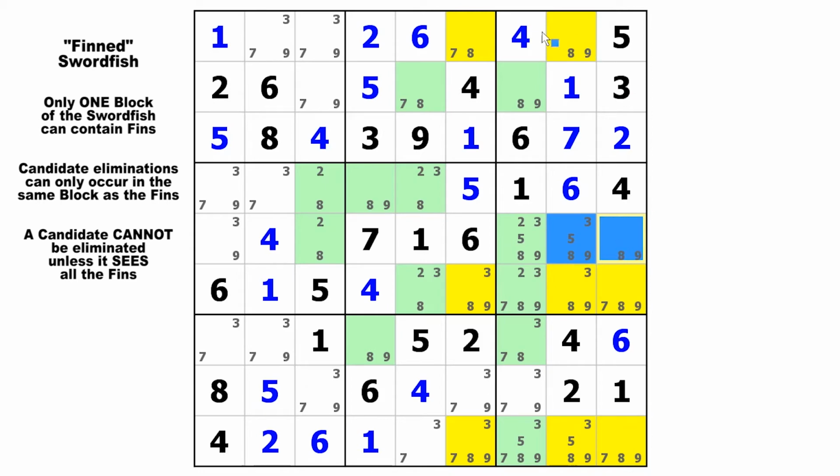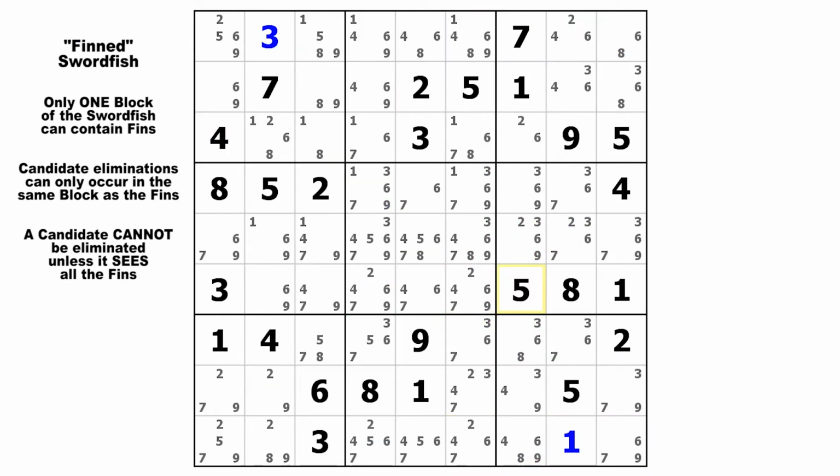But still, because the base sets are in the columns, the eliminations are in the rows, so you can make 1 candidate elimination here. In row 6, column 7, you can eliminate that 8 because that 8 would be false either way, whether the fins were both false or if one of them was true. Okay, and now the last one.